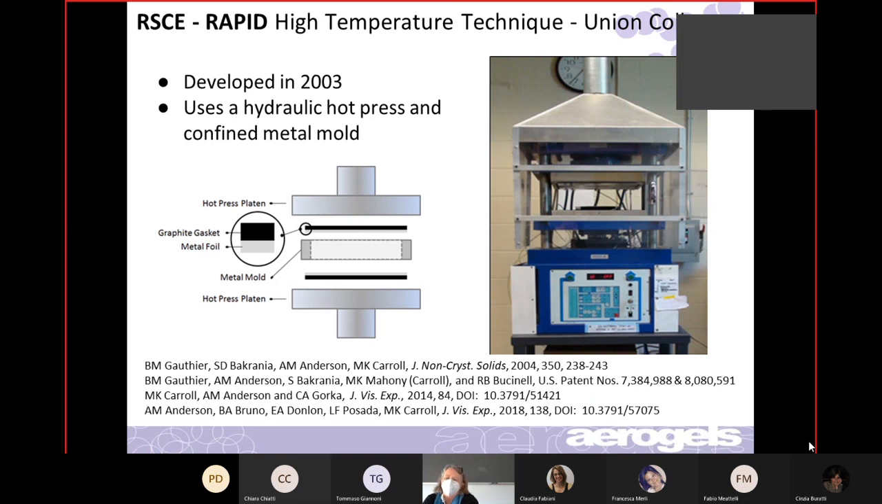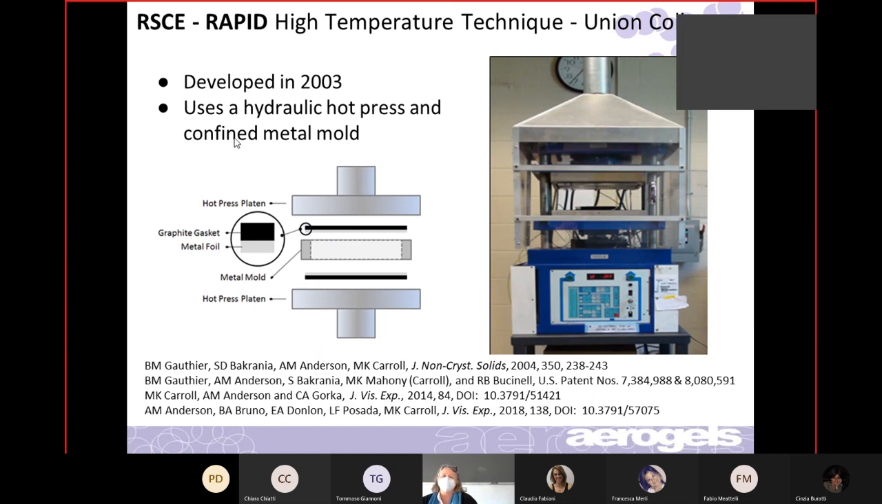pressure vessel. So the way we make an aerogel is we have a mold, again, just metal with a cavity in many different shapes. And we will put our chemicals inside here. And we put some sort of gasket material to seal it, because you can't just have metal on metal. We use graphite. And then we use the platens to seal it. So now it's a sealed thing that we can heat and make an aerogel. And I can show you the steps that we use, called rapid high temperature technique, rapid supercritical extraction.